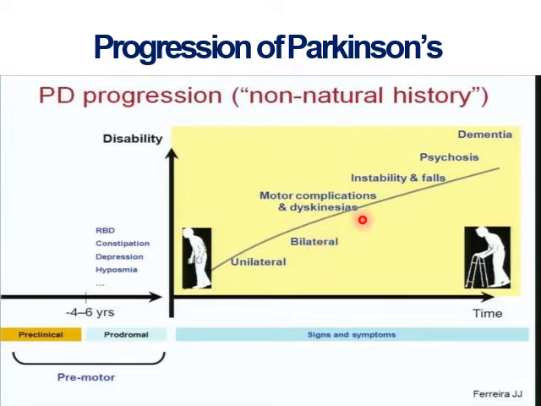And subsequently, there might be motor complications or dyskinesia after years of taking levodopa medications, where the blood plasma levels of dopamine fluctuate. And as the disease progresses, we will see the appearance of postural instability or falls. And finally, when the disease has progressed to the cerebral areas, we might see psychosis or dementia.